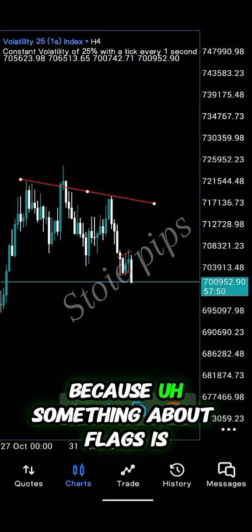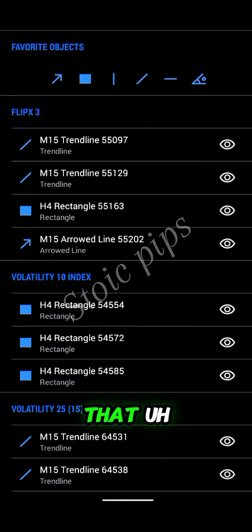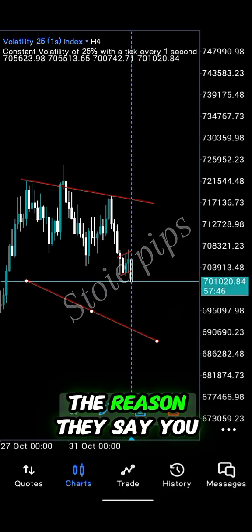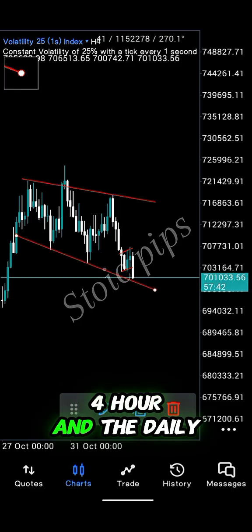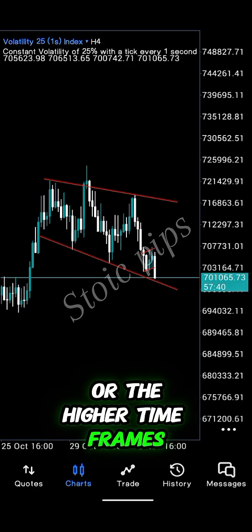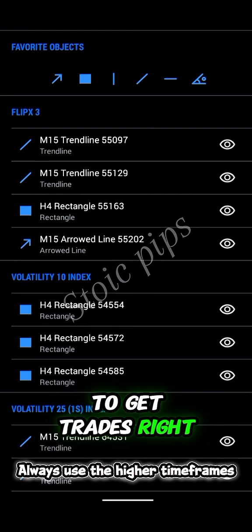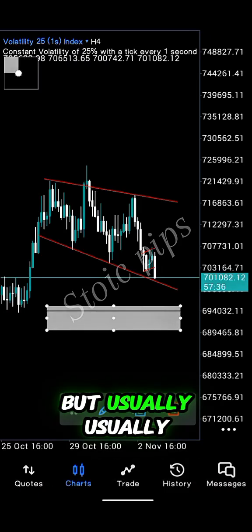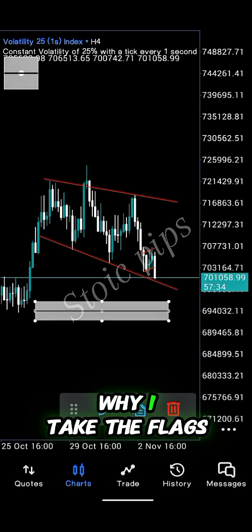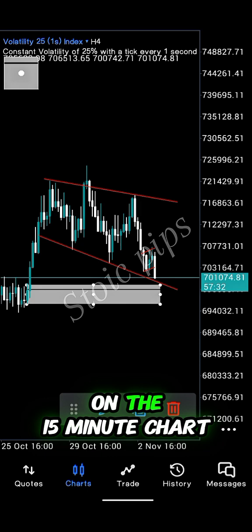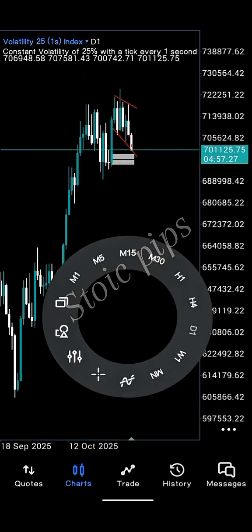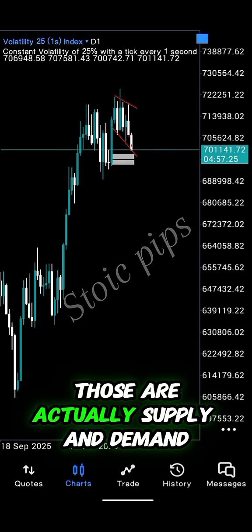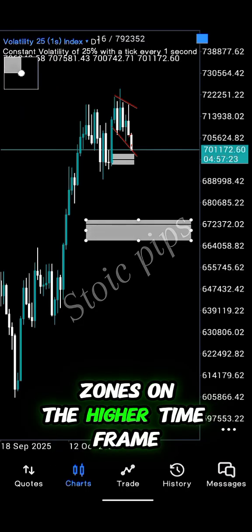Why? Because something about flags is that the reason they say you'll need to use the 4-hour and the daily or the higher time frames to get trades, right? But usually why I take the flags on the 15-minute chart and the lower time frame is because those are actually supply and demand zones on the higher time frame.